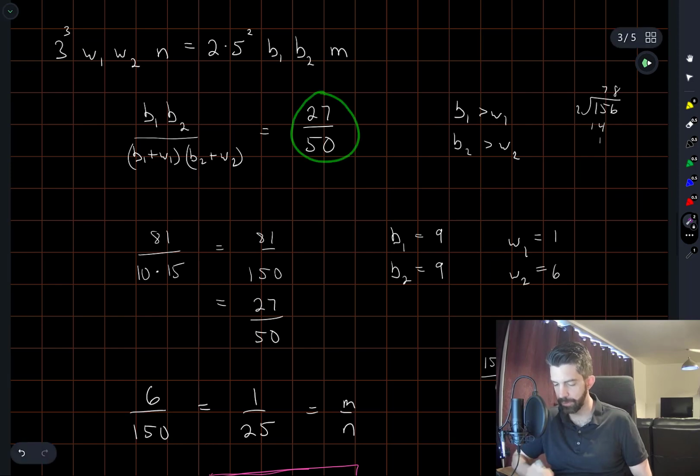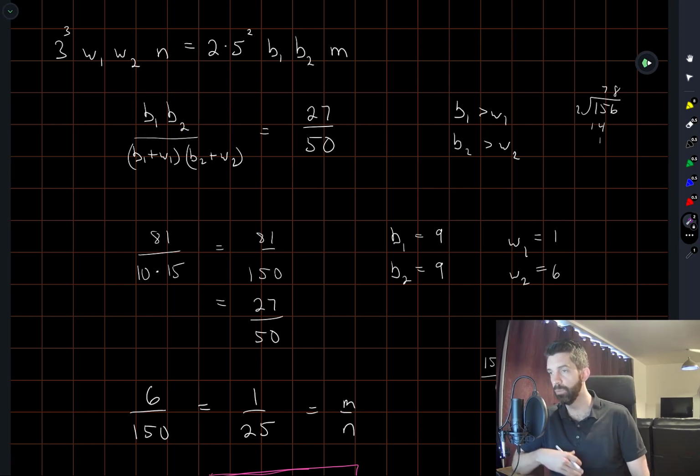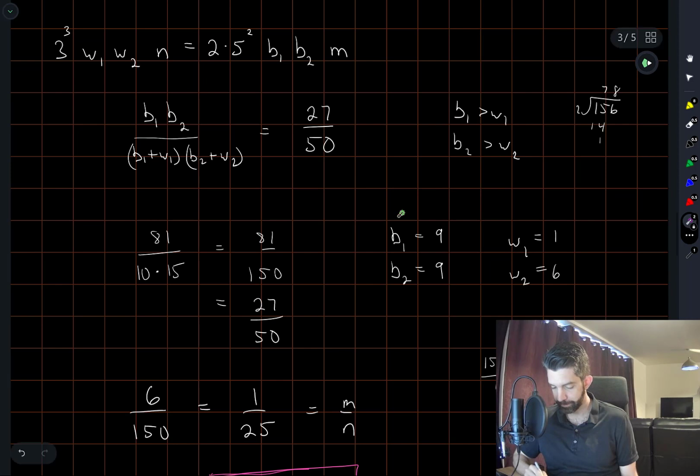Like the 27 divided by 50 struck me originally as kind of peculiar. 27 is 3 times 3 times 3. So maybe I should have been led to believe earlier that B1 and B2 both had a lot of factors of 3 in them. And then, if you make some arbitrary guesses for what B1 and B2 are, where they are numbers that are largely divisible by 3, this restricts you to what W1 and W2 can be.